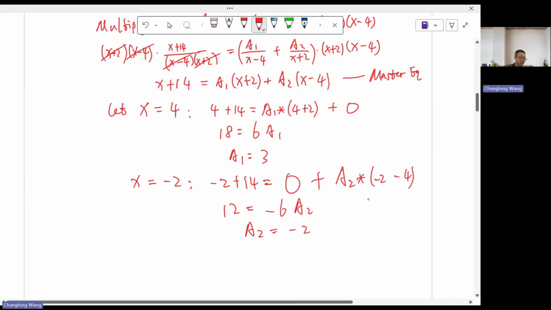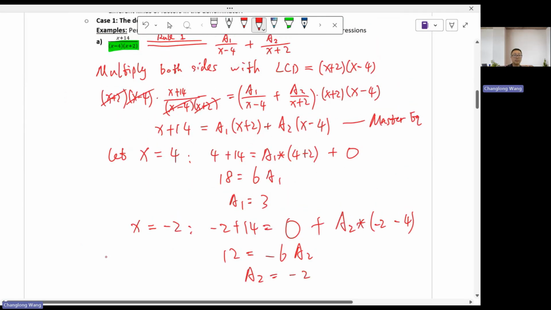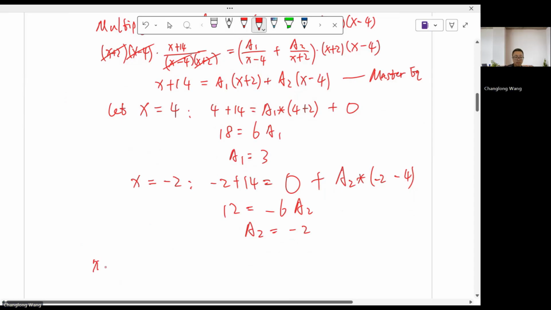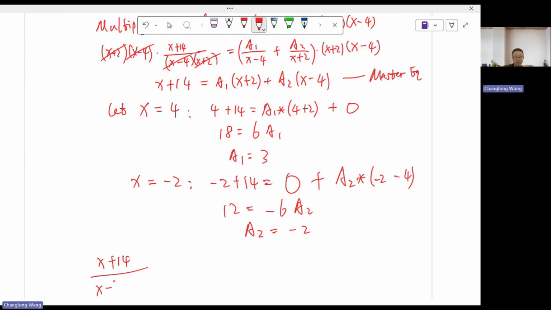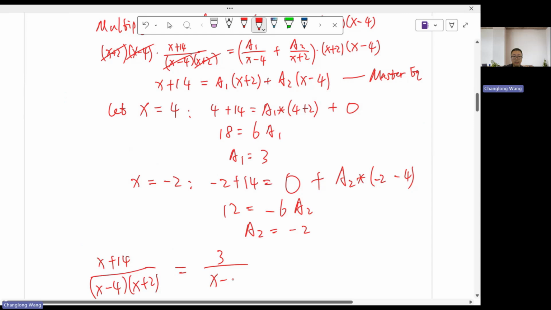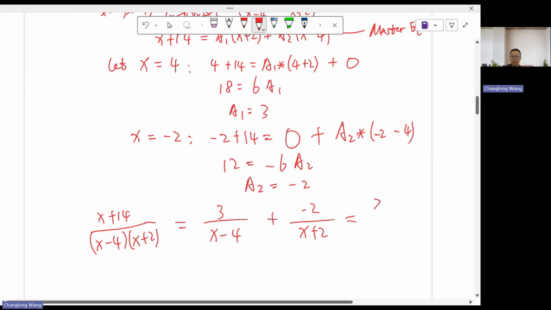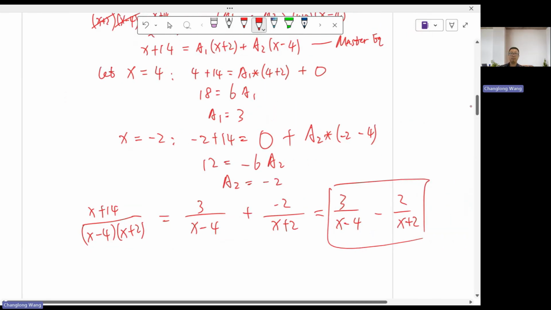Therefore, you can conclude that the original fraction, x plus 14 over x minus 4 times x plus 2, can now be written as 3 over x minus 4 plus negative 2 over x plus 2. But some people don't like to have the negative 2 in the numerator, so they'll write it as 3 over x minus 4 minus 2 over x plus 2. And this is the partial fraction decomposition we're looking for. That's it.